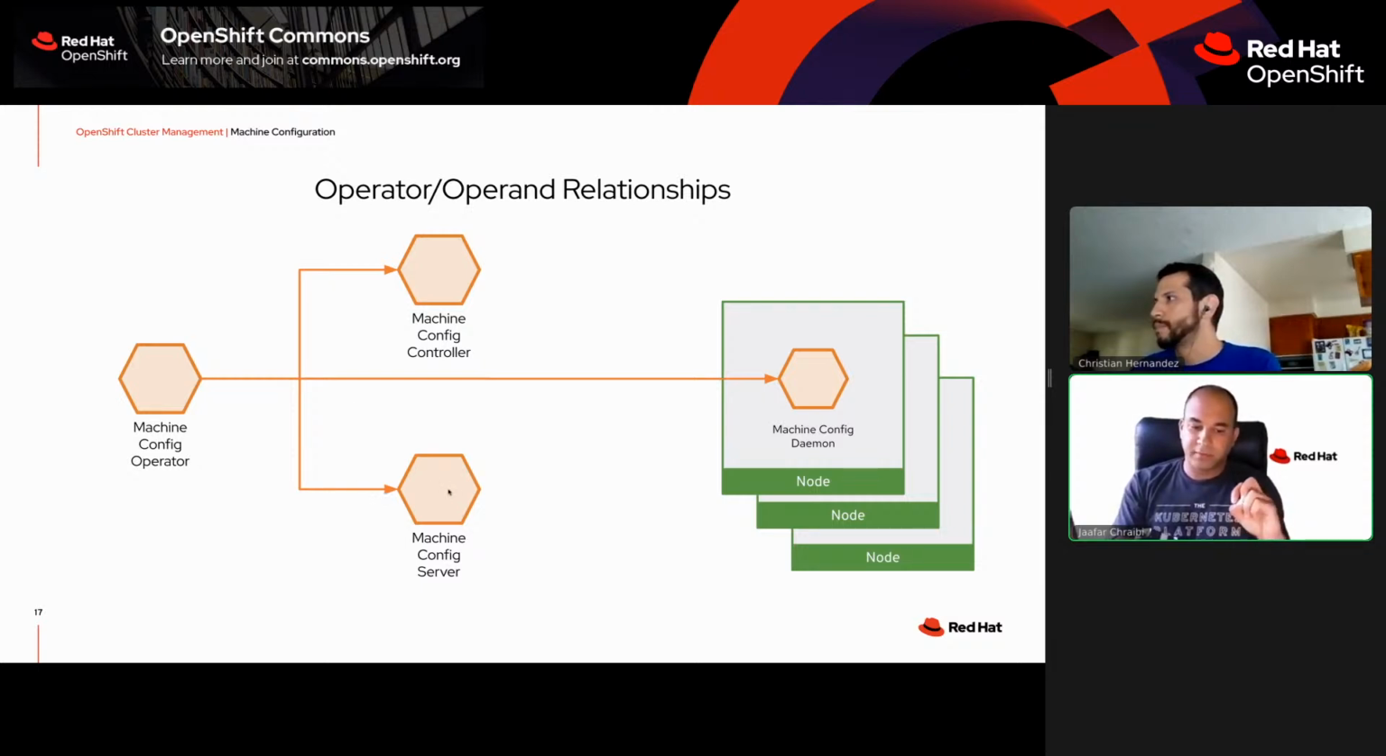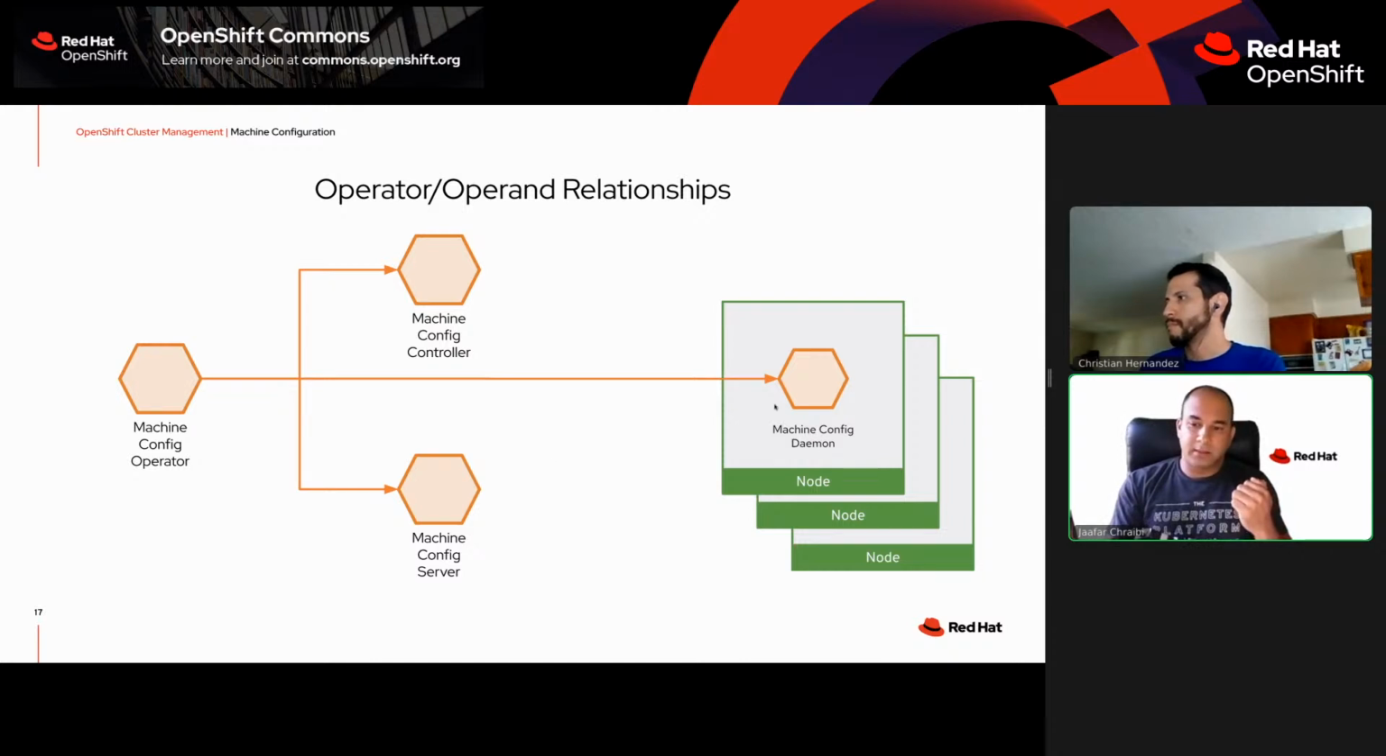The machine config server is another set of containers that are deployed on the masters. And they basically serve the configuration or the ignition files that the workers need. So they are acting as the repository for the configuration that is presented to all the workers.